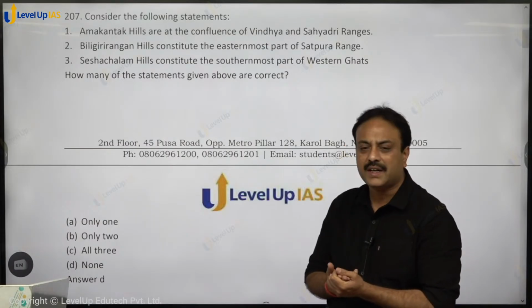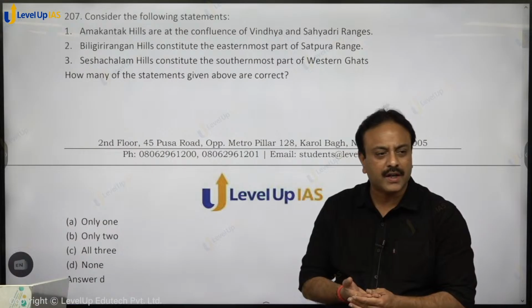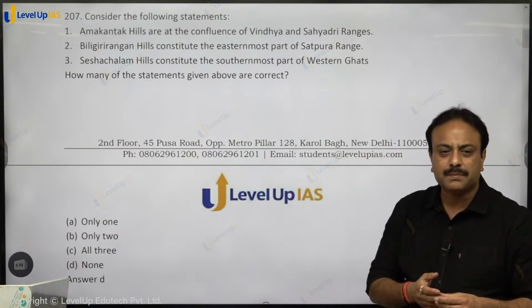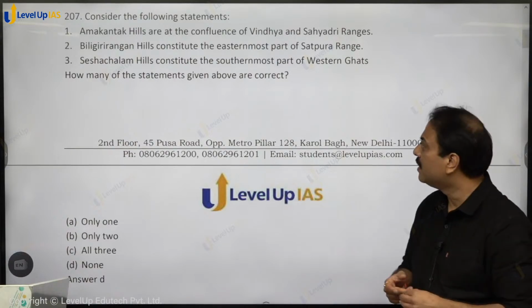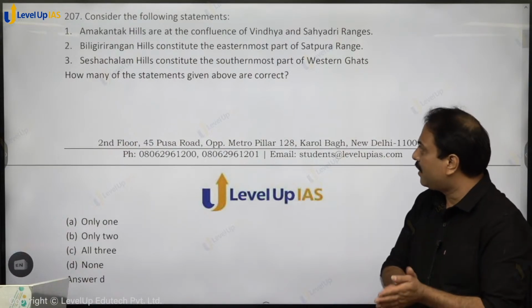So it depicts a radial drainage pattern, that is centrifugal drainage pattern, and it is a religious place as per Hindu mythology, Amarkantak. It is also a biosphere reserve, Amarkantak. So first statement is wrong.